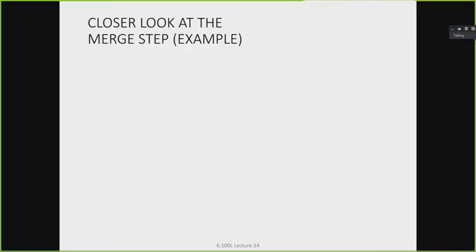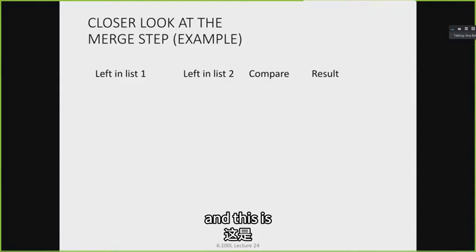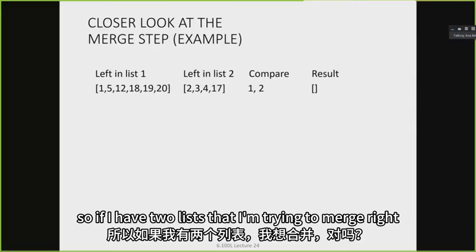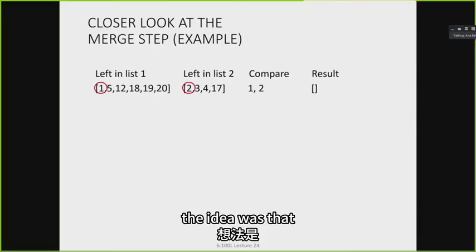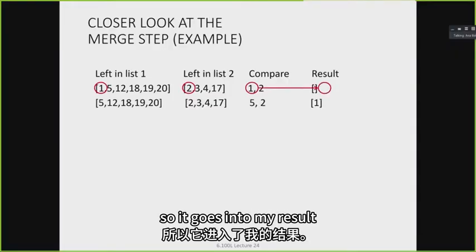Okay? So let's look at the merge code. And this is not yet, sorry. Let's look at the merge step once more. So if I have 2 lists that I'm trying to merge, right, the idea was that you look at the first element of each. Right? So first, the 1 and the 2 compared means the 1 is smaller, so it goes into my result.